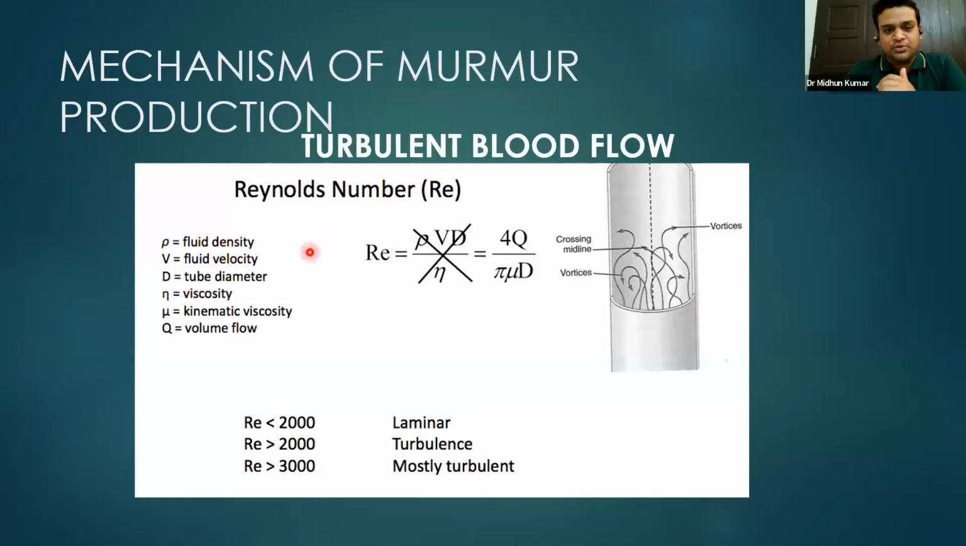The turbulent flow can be due to an increase in fluid density, an increase in fluid velocity, a decrease in tube diameter, or an increase in viscosity. Either of these factors can produce turbulence, and we define turbulence by the Reynolds number. Whenever the Reynolds number is more than 2000, we call it turbulence. Turbulence is directly proportional to the density and velocity, and inversely proportional to the diameter and viscosity. Whenever there's flow turbulence, it will produce a murmur, or whenever there's a pressure gradient, it will produce a murmur. So murmurs are produced by these two scenarios only: existence of a pressure gradient or existence of turbulent flow. Either of these characteristics will be there to produce a murmur.